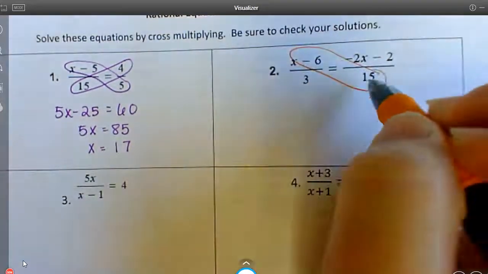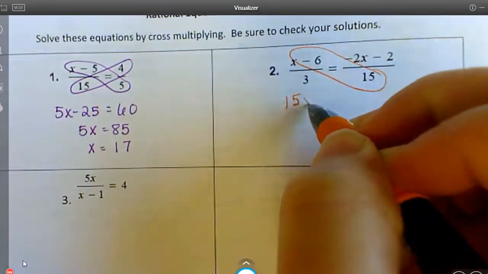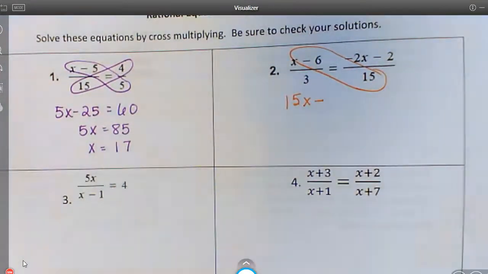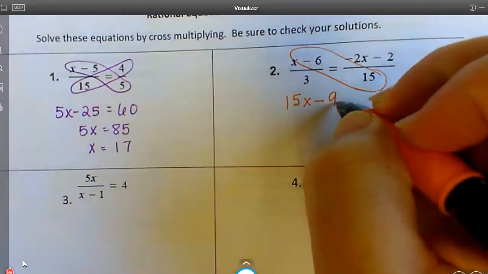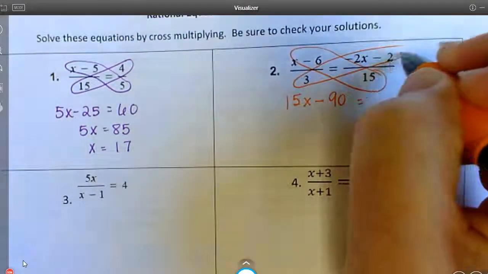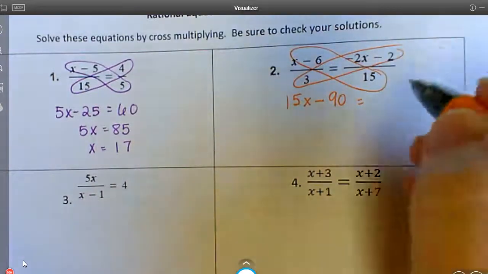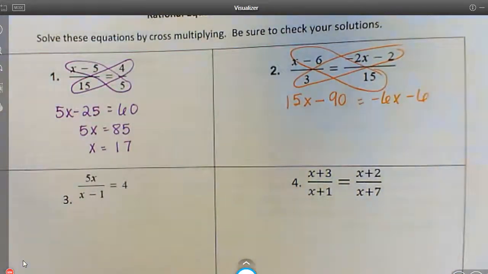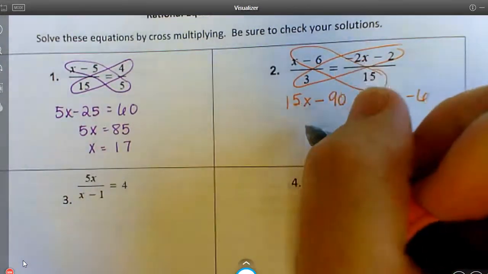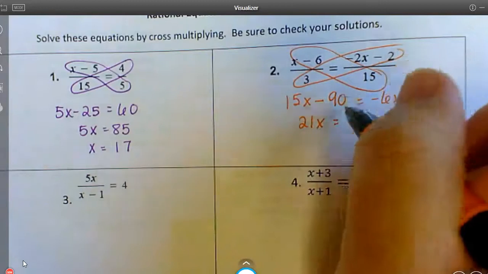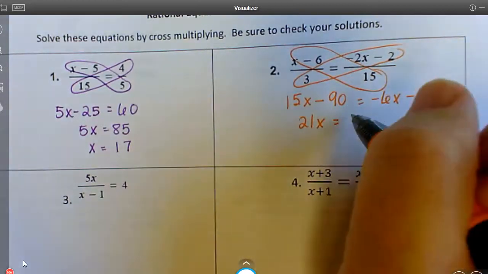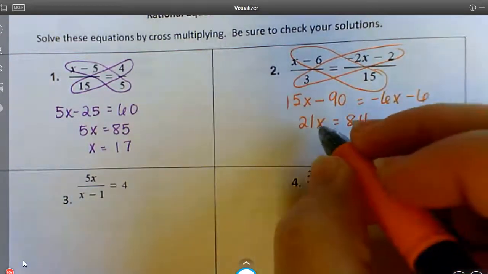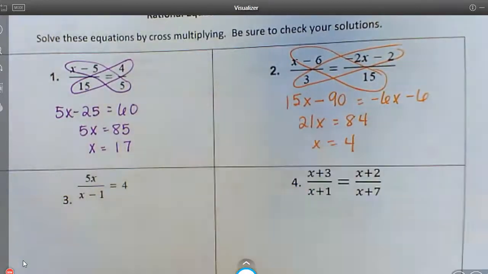Alright, so I'm going to do 15 times both things, so 15x minus whatever 15 times 6 is, which is 90. And then I'm going to multiply this way, make sure that 3 multiplies by both things, so negative 6x minus 6. I want to combine my 6x over on this side, so I think it's 21x. I want to add 90 on that side, I think it's 84. And then when you divide by 21, you do get 4.